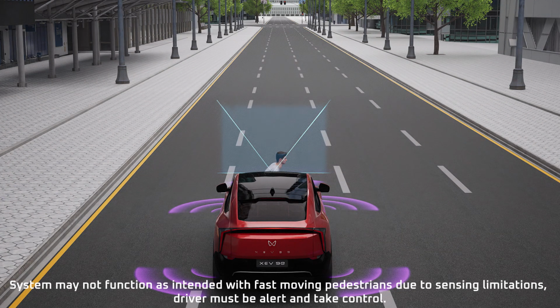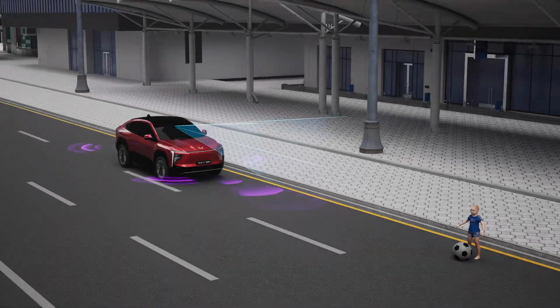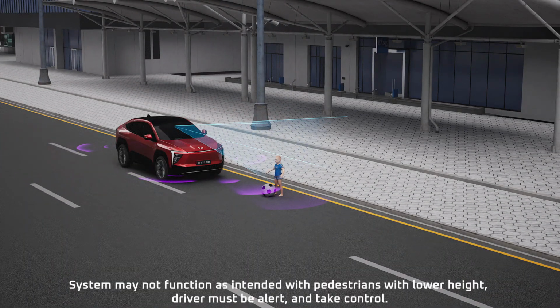The system may not function as intended with fast-moving pedestrians due to sensing limitations. Driver must be alert and take control. The system may also not function as intended with pedestrians of lower height. Driver must be alert and take control.